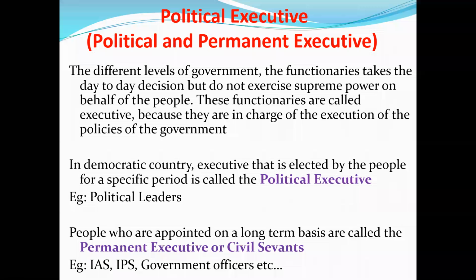You can take the example of your deputy commissioner in Panipat. If the government changes, the deputy commissioner is never changed. Of course, he can be transferred from one state to another, or one district to another district. But the post of your deputy commissioner is never reduced. So he remains in the same post.